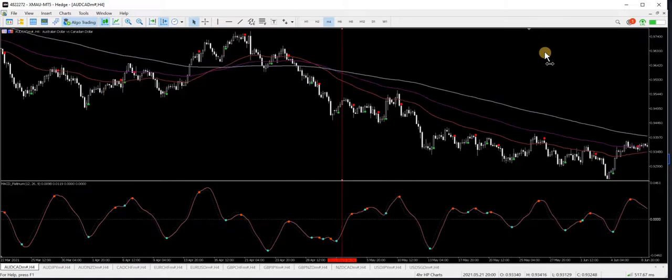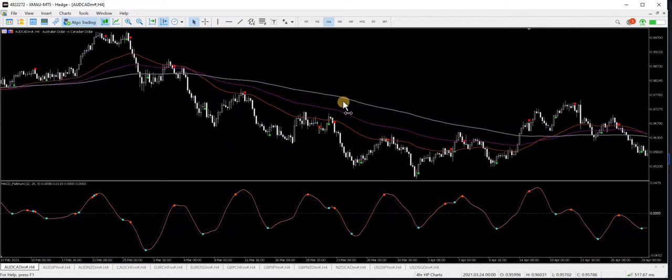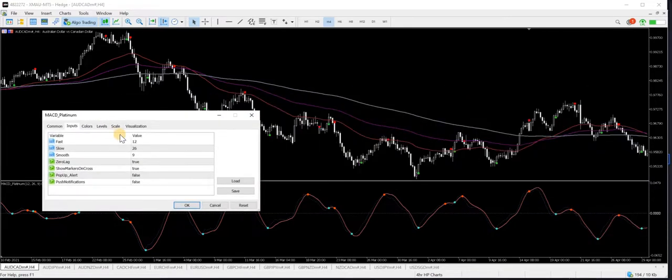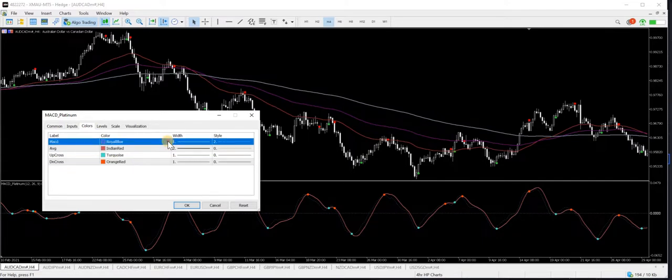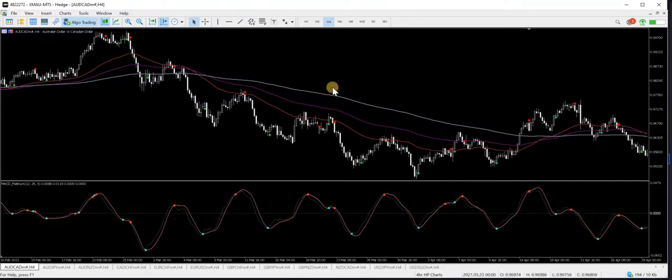Now let's go back. I want to show you one against the trend example. I'm just going to change the MACD platinum colours a little bit, probably easier to see in the video. So let's go to the colours. Instead of that blue line being royal blue, I'll make it yellow so it should stand out in the video. All right, hopefully that's a bit easier to see.